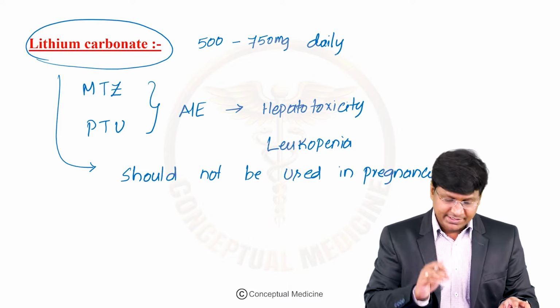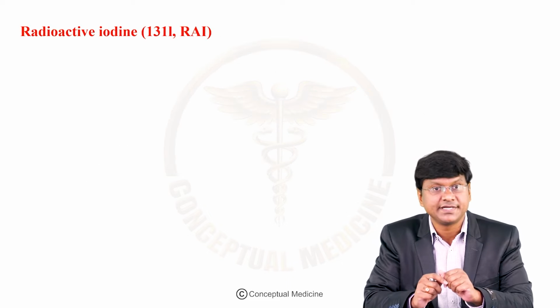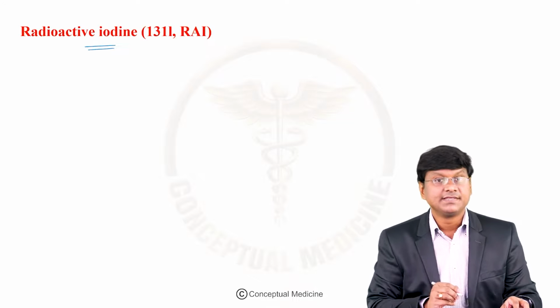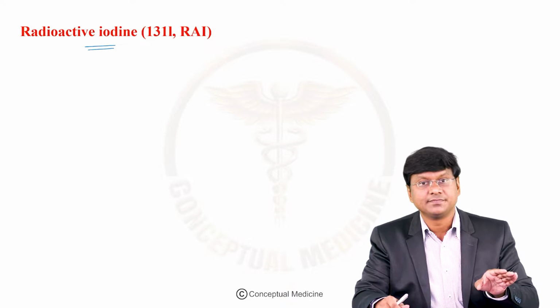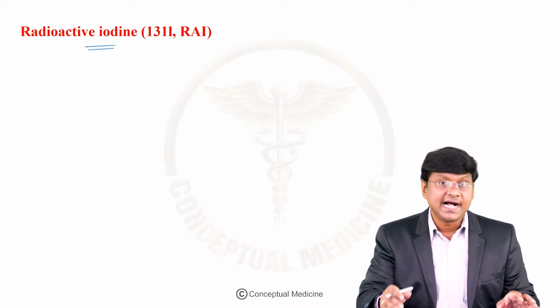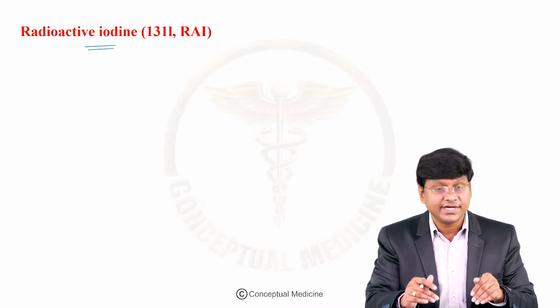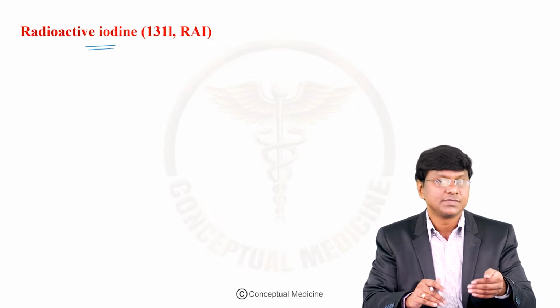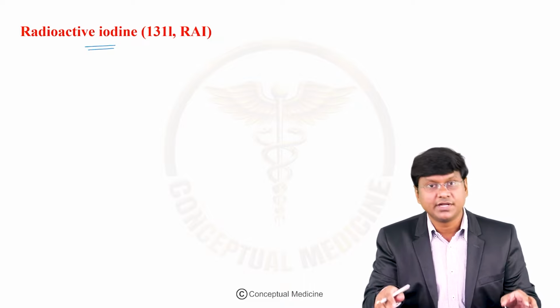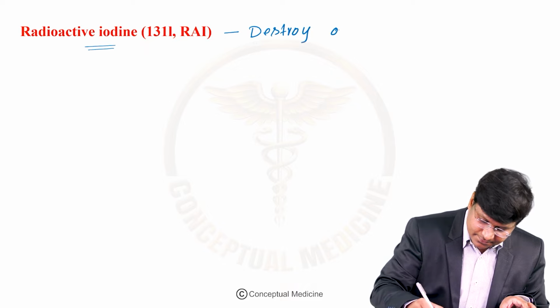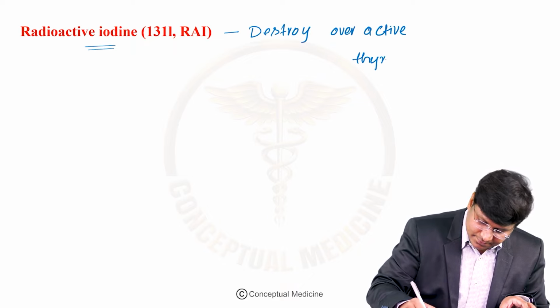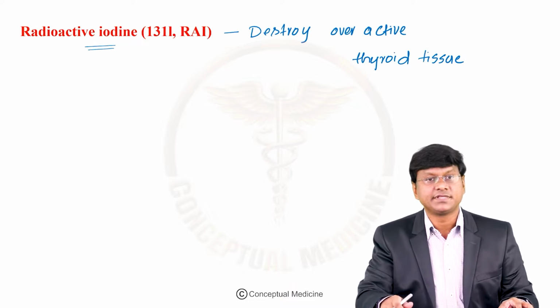Very, very important point. Next, the other drug we have in the treatment of hyperthyroidism is radioactive iodine, that is iodine 131. This iodine 131 destroys the overactive thyroid tissue. You can give this radioactive iodine in the case of diffuse goiter, or in toxic nodular goiter. They will destroy the overactive thyroid tissue.